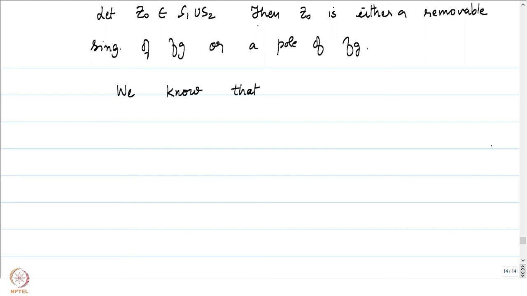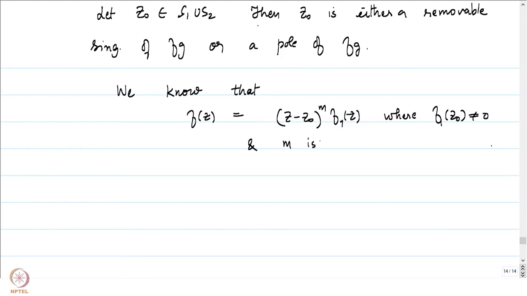Now that we have written an order of the zero and the pole, we can write this function f of z as being equal to (z minus z0) to the power m times f1 of z, where f1 of z0 is not equal to 0. And m is either non-negative or negative, based on whether z0 is a removable singularity of f or a pole of f.